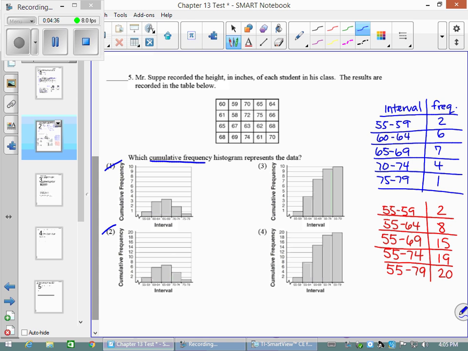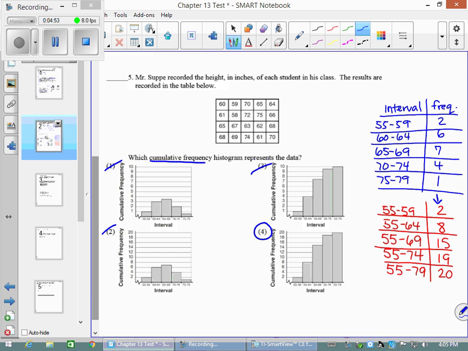They're not adding from the beginning each time, which would be more cumulative. So between graphs 3 and 4, now I just need to see which one has my cumulative numbers, my 2, 8, 15, 19, and 20. And if you take a look, this would be graph 4, not graph 3.